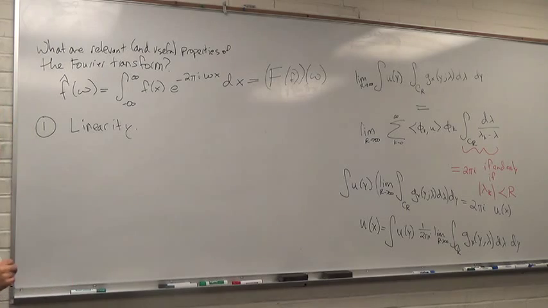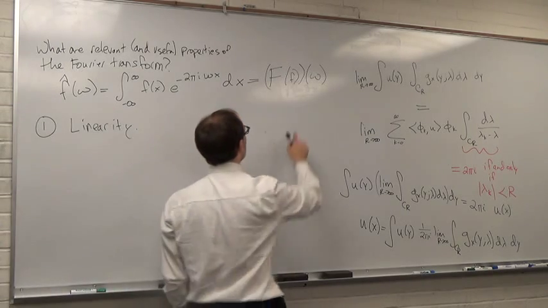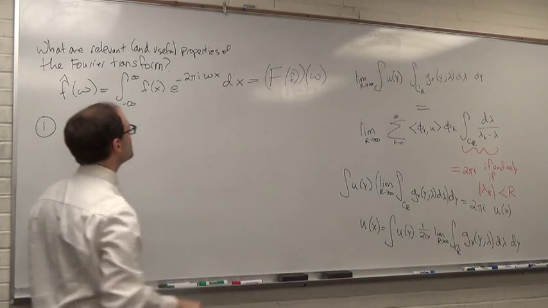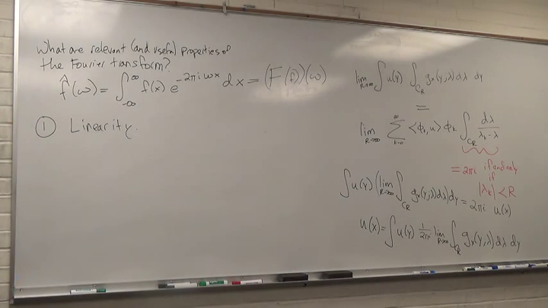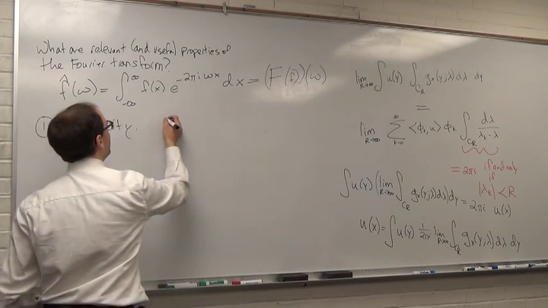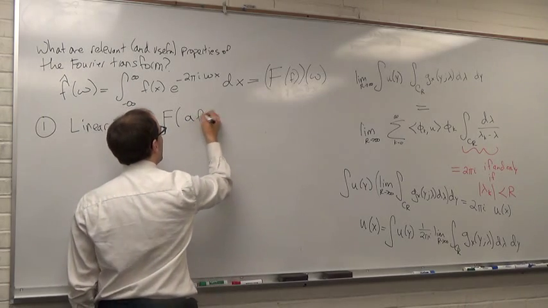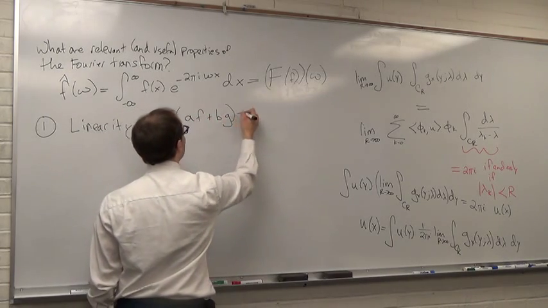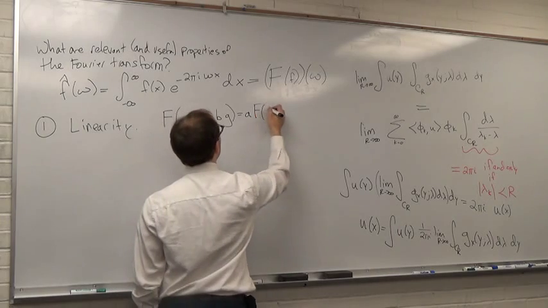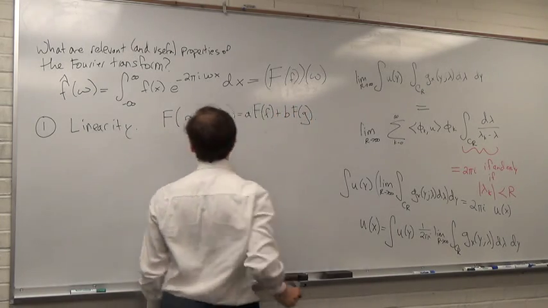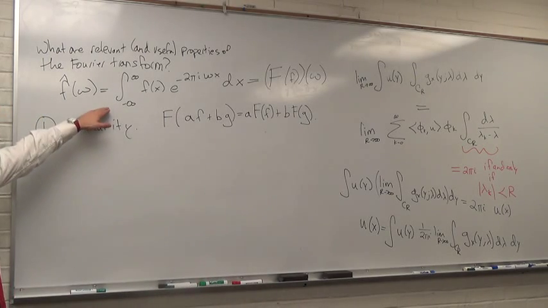Different people write this different ways. Sometimes I like to write a script F here, with curly brackets, but I'm just going to use parentheses and straight letters to make it easier to write. So linearity works like this: the Fourier transform of af plus bg is a times the transform of f plus b times the transform of g.